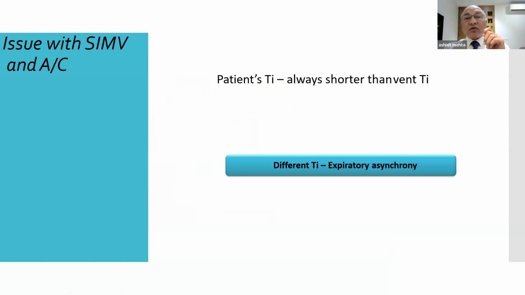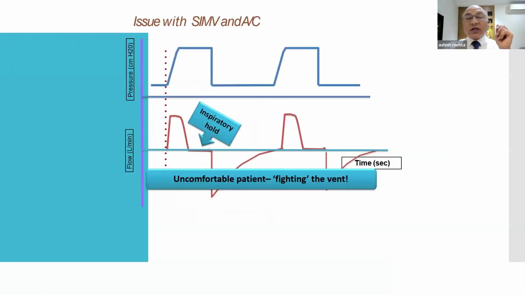And this is simply because the patient's I time is always shorter than the ventilator I time. Each breath of a baby is different, day to day, weight to weight, disease to disease. And I can't catch the I time of my baby at each minute or each second or each day. The machine can't catch that. The machine has a fixed I time. So the baby's I time differs, the machine I time is constant, and that causes enough exhalation asynchrony.